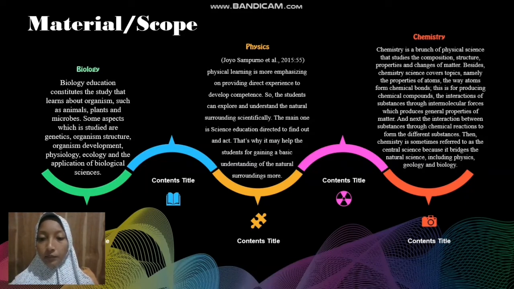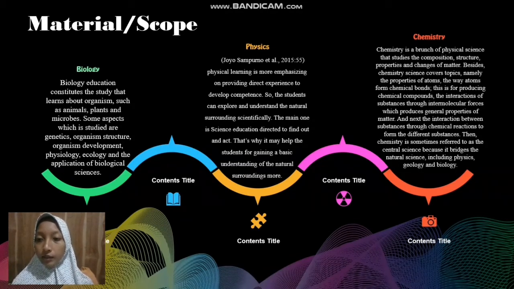Yaitu dengan melakukan percobaan atau observasi. Kemudian the last or the third is chemistry or kimia. So chemistry is a branch of physical science that studies the composition, structure, properties, and change of matter. Besides, chemistry science covers topics namely the property of atoms, the way atoms form chemical bonds. So this is for predicting chemical compounds, the interaction of substance through intermolecular force, which produce general properties of matter.